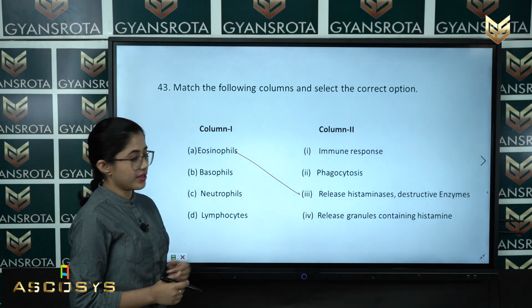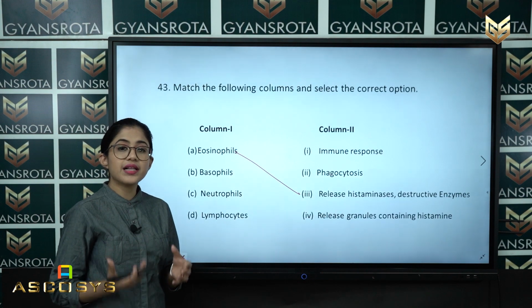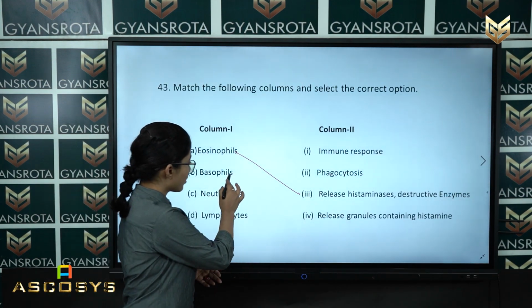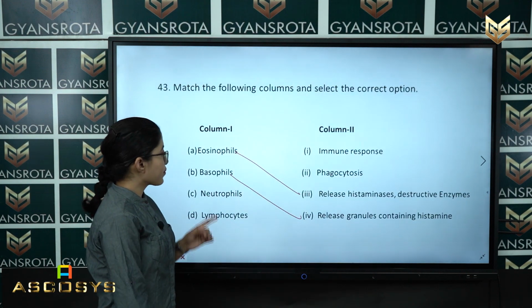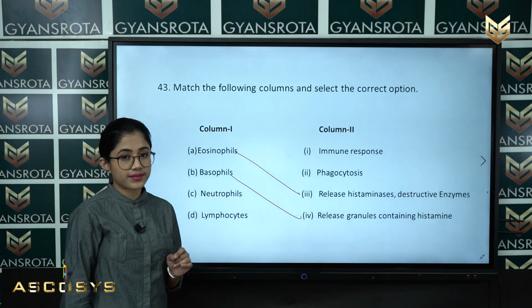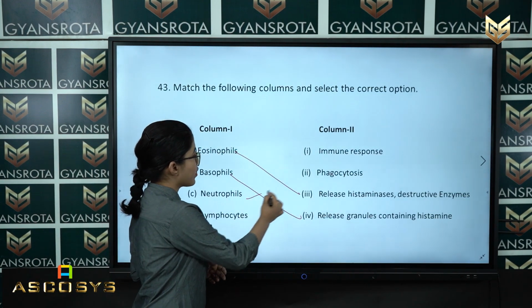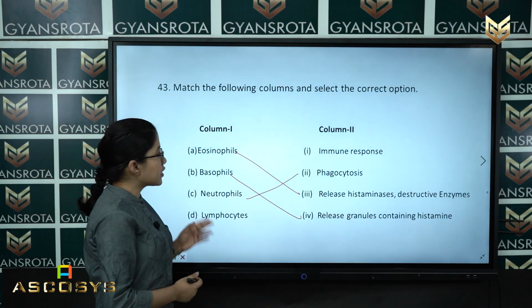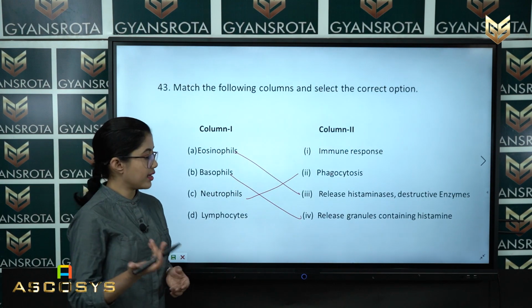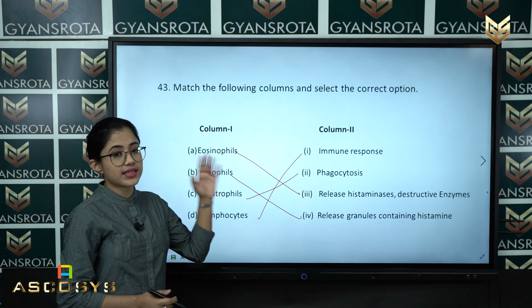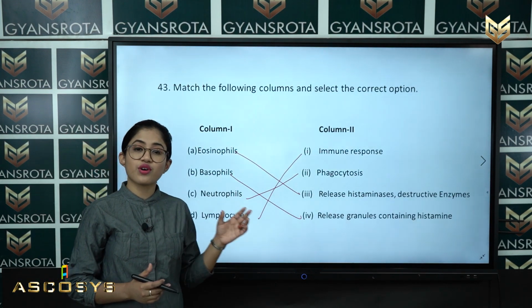Next is basophils. Basophils help in releasing granules containing histamine. So, it will match with this. Next is neutrophils. What is the function? That is phagocytosis. And the last one is lymphocytes, that is a very easy one, that is immune response. So, this is the correct match of column 1 with column 2.